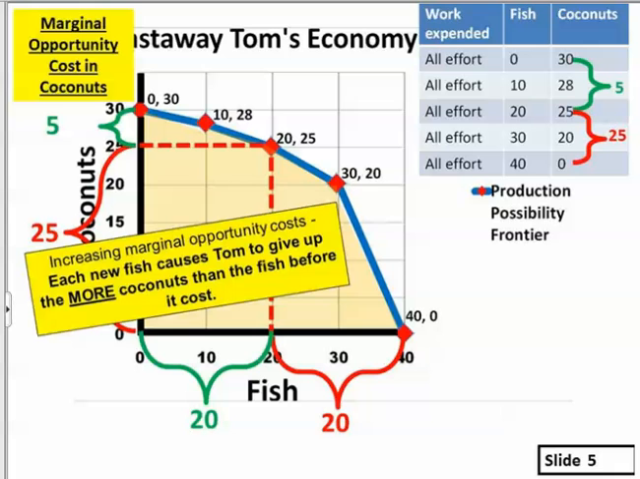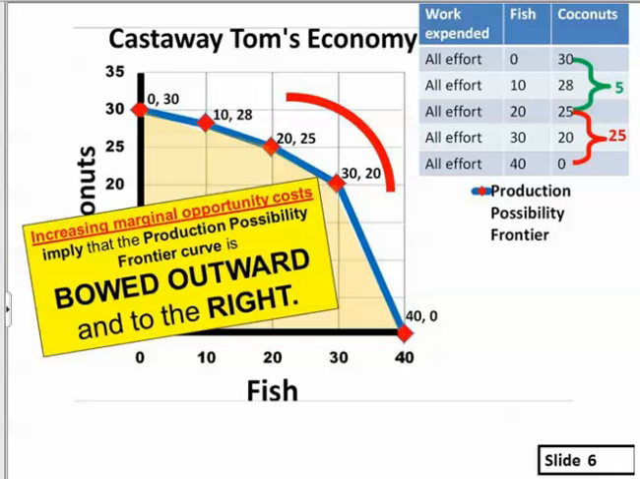We also saw that in doing the production possibility frontier model, that causes us to have a curve that is bowed outward and to the right. Okay, as we see here. So increasing marginal opportunity cost is what causes that curve to be bowed outward and to the right.